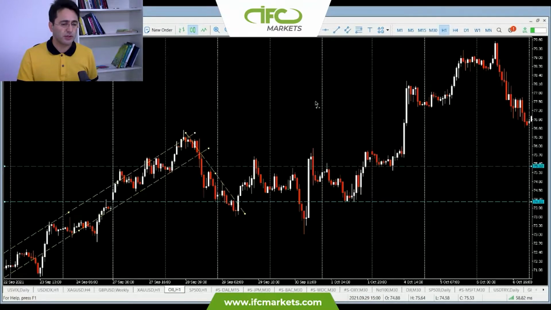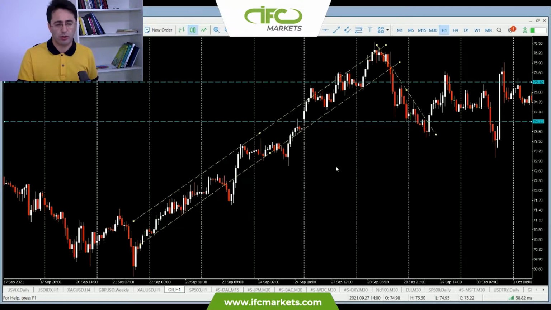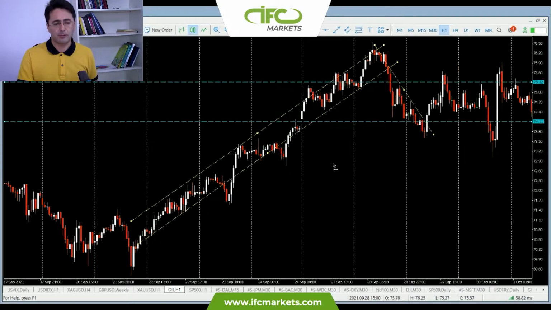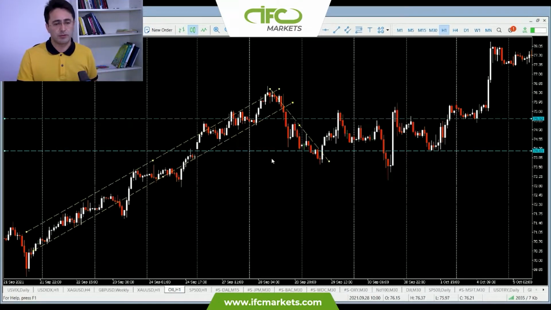Or let's go and see, for example, the oil. This is the oil chart. The oil was increasing. After increasing to almost $76 here, it started to decrease all the way down to $73.50. But here at 74.10, or around $74, it created a very important support level, which was tested several times before as well.